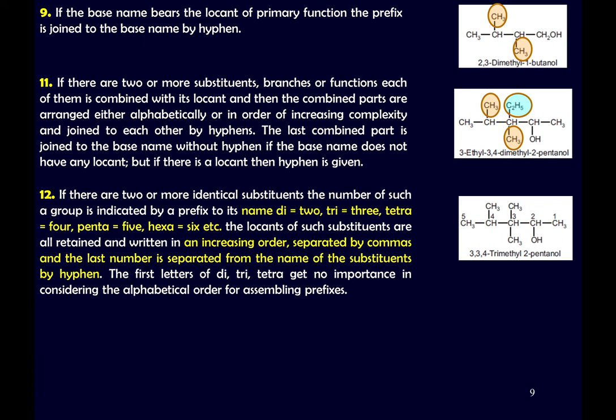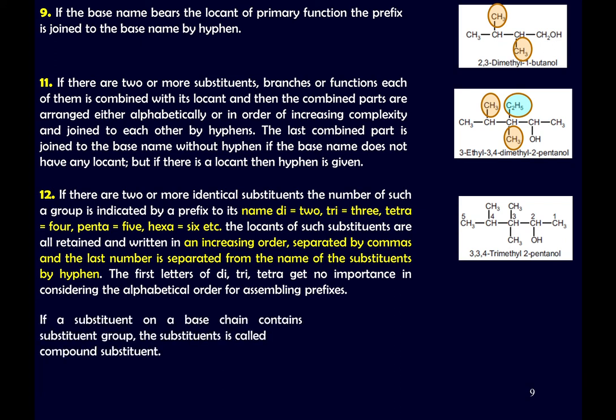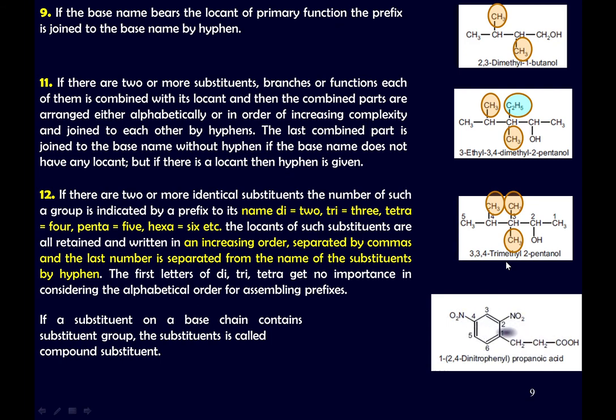This is a very good example. We have 3,3,4-trimethyl-2-pentanol. We have three methyl groups, so trimethyl. So 3,3,4-trimethyl-2-pentanol. If a substituent on a base chain contains a substituent group, the substituent is called a compound substituent.